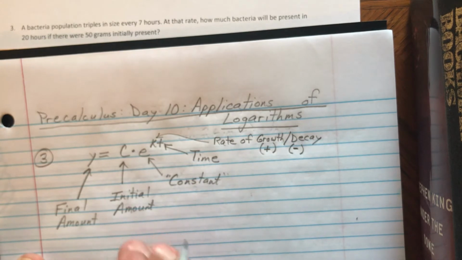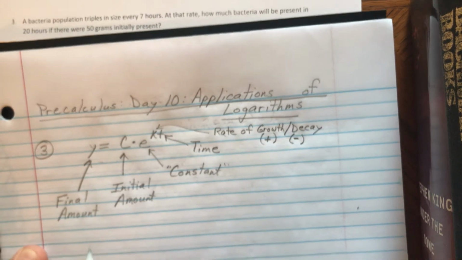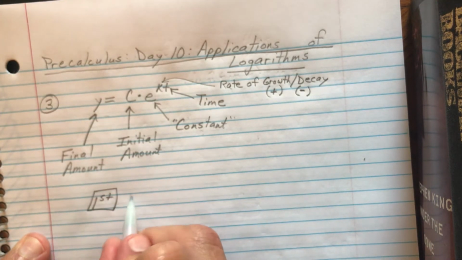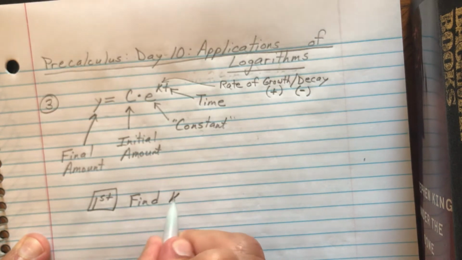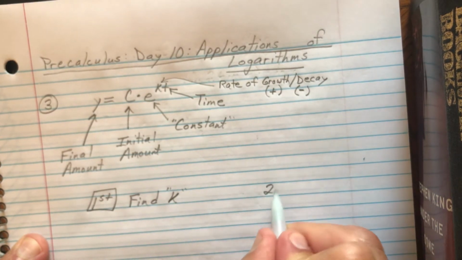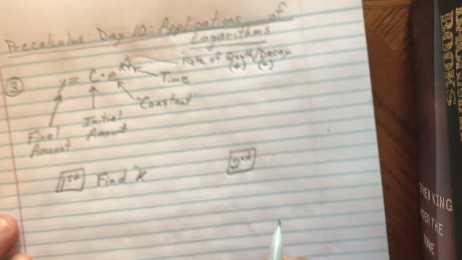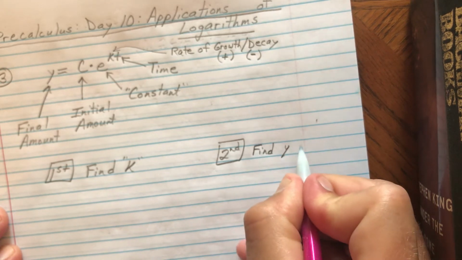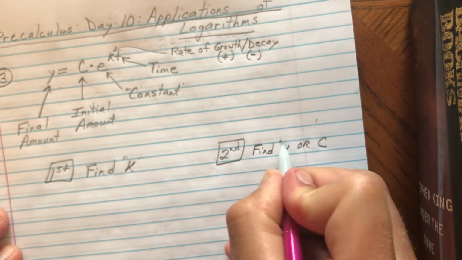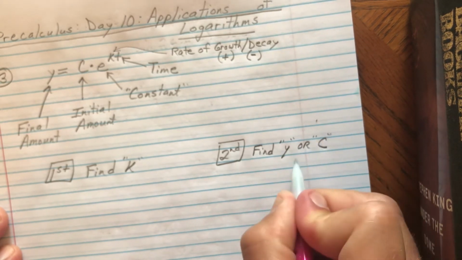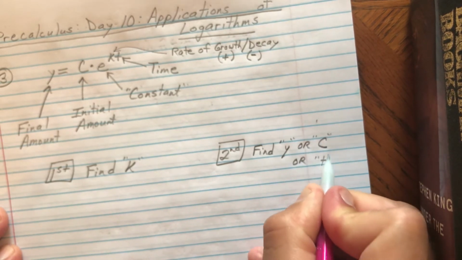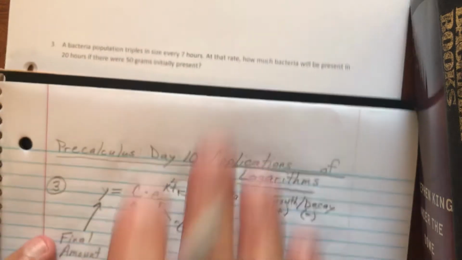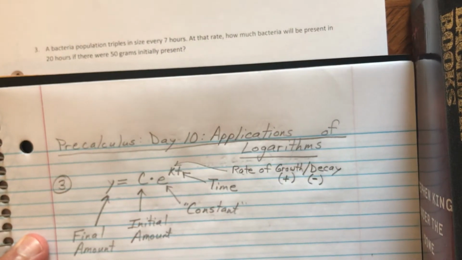So these questions are 2-step problems. We first, because it's usually not given to you, have to find K. Then second, they'll be asking us to find Y or C or T. And you'll see how this works in number 3. So let's first figure out K.